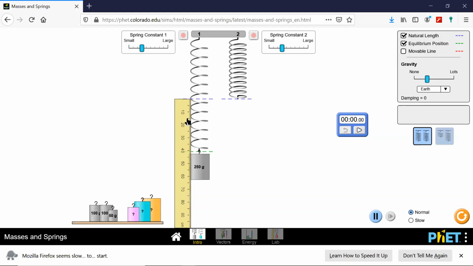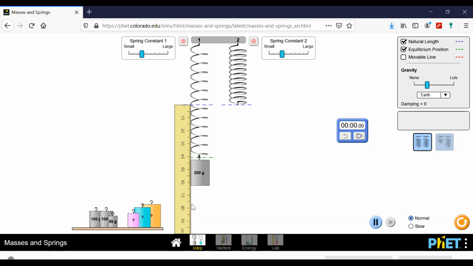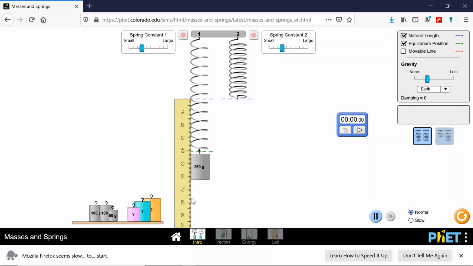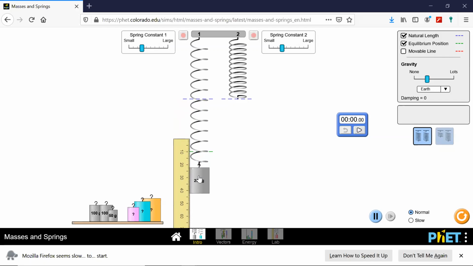All right. Now we are asked to pull the mass downward away from its equilibrium position for an extension between 10 and 20 centimeters and release to begin oscillations. So let's say here, between 10 and 20. So maybe 15. Okay, so remember, let me stop this. So now you have to know.